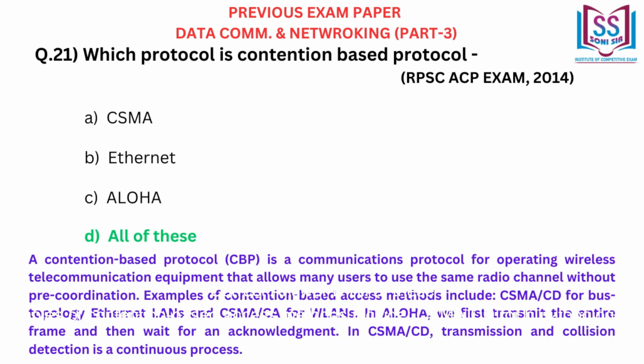A contention-based protocol, CBP, is a communications protocol for operating wireless telecommunication equipment that allows many users to use the same radio channel without pre-coordination. Examples of contention-based access methods include CSMACD for bus topology Ethernet LANs and CSMACA for WLANs. In Aloha, we first transmit the entire frame and then wait for an acknowledgement. In CSMACD, transmission and collision detection is a continuous process.